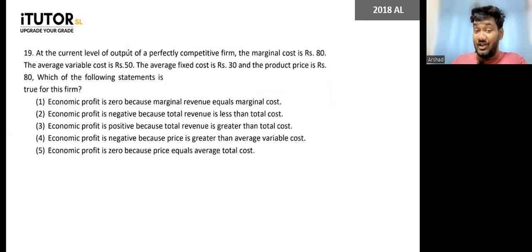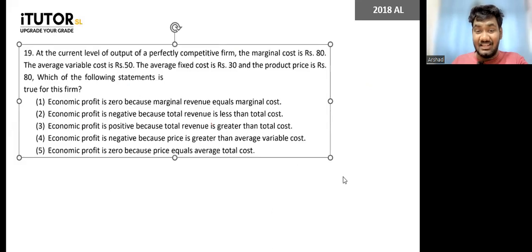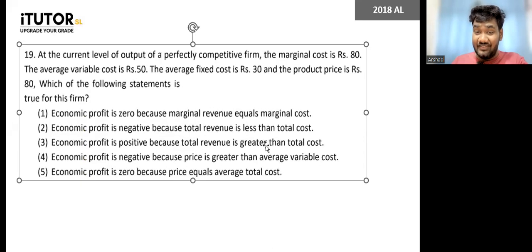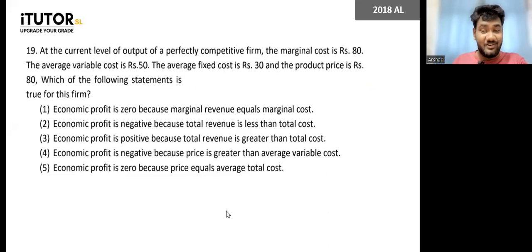At the current level of output, see, that same question that I talked about, right? Remember, we had a question, I said Q1, Q3 and all. That's the same thing. They have given that in a paragraph now. At the current level of output, marginal cost is 80. Average variable cost is 50. Average fixed cost is 30. Price is 80. Guys, marginal cost is 80.